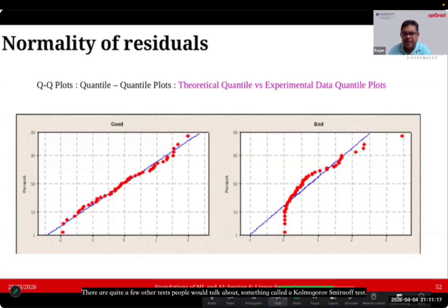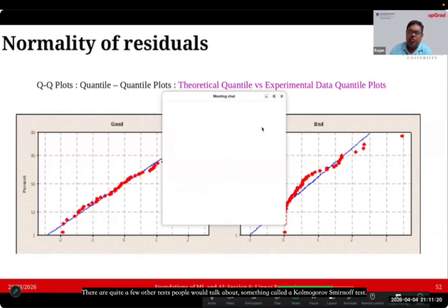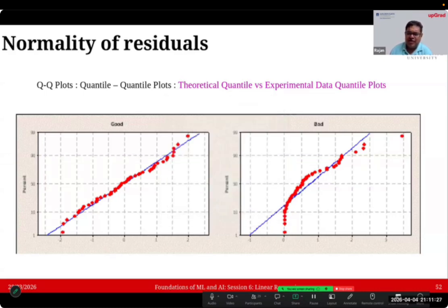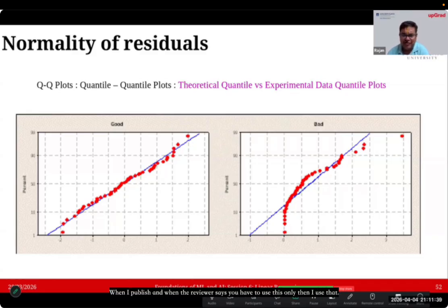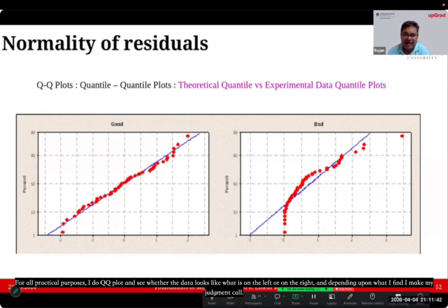There are quite a few other tests. People talk about something called the Kolmogorov-Smirnov test. Then there is the Shapiro-Wilk test and quite a few other tests. I do not give too much importance to them. I use them only if a reviewer says you have to do this when I publish. For all practical purposes, I do a QQ plot and see whether the data looks like what is on the left or on the right, and depending upon what I find, I make my judgment call.